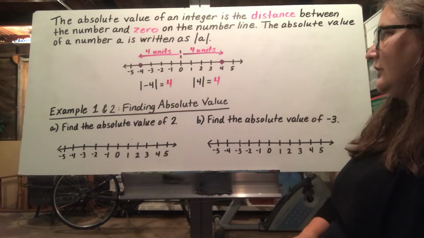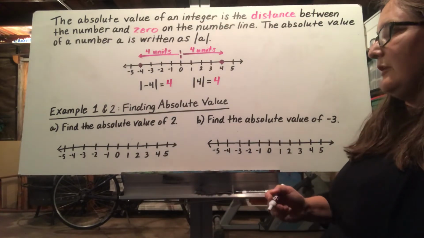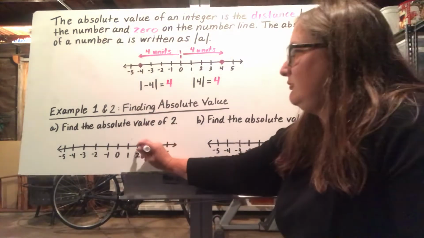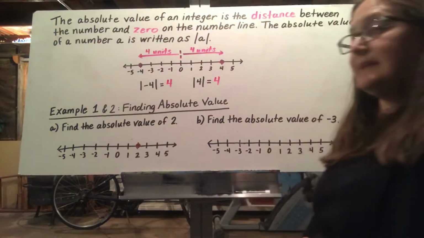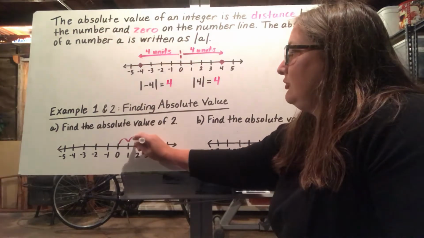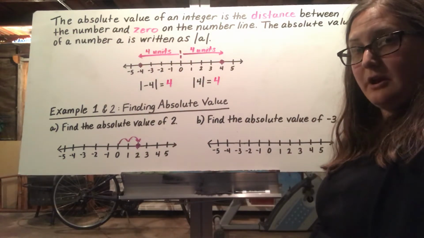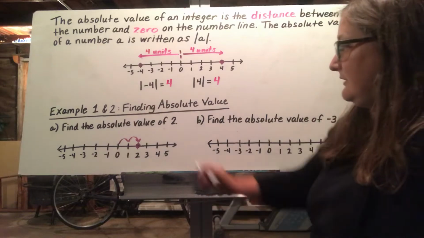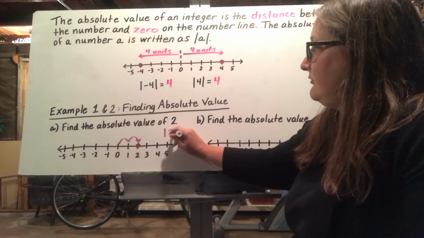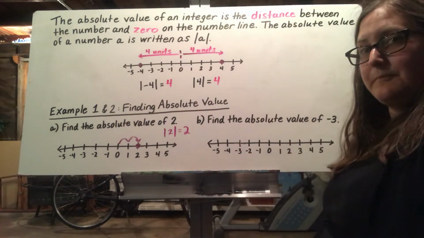All right, let's take a look at an example. So we're being asked to find the absolute value of 2. So here's 2 on my number line. To get from 0 to 2, I have to go 2 units, 2 units to the right. The direction doesn't matter as long as I know it's 2 units. So the absolute value of 2 is 2. It's 2 units from 0.